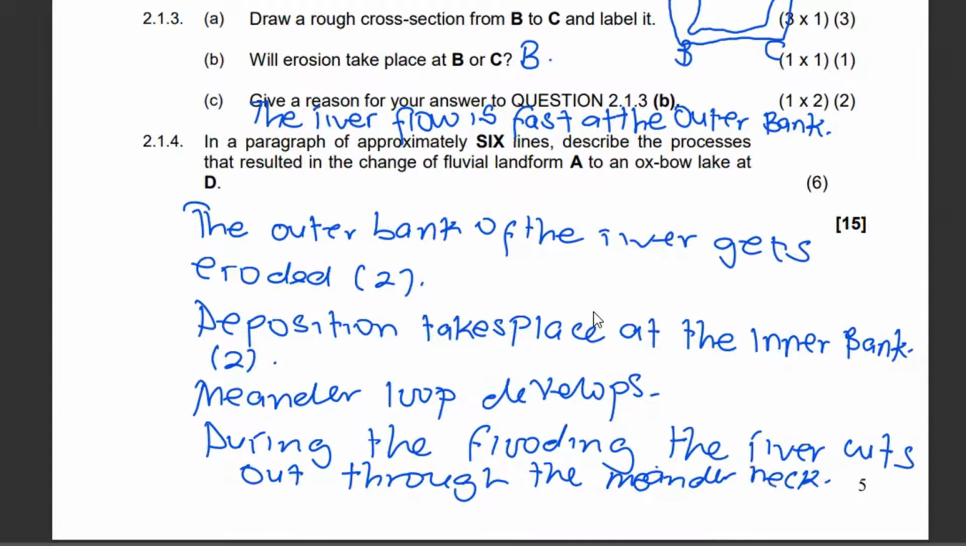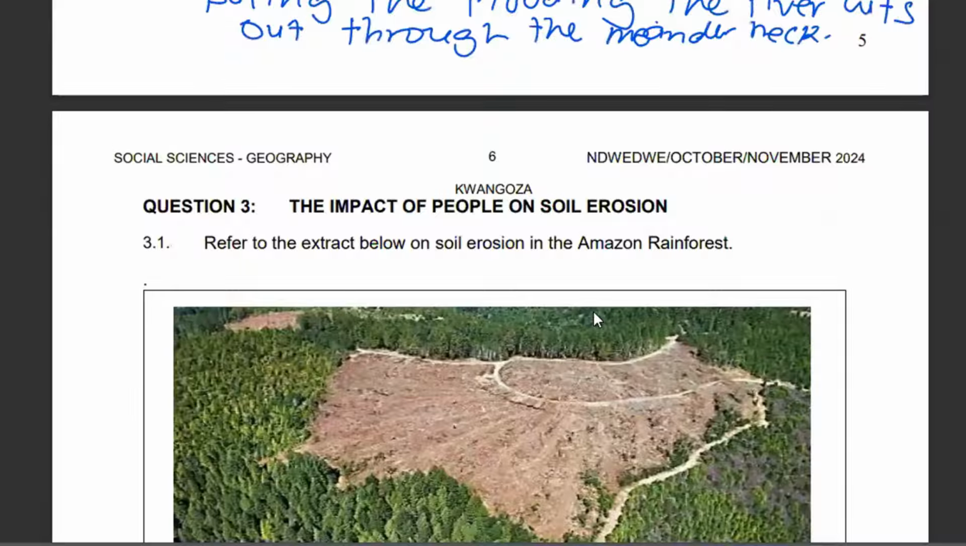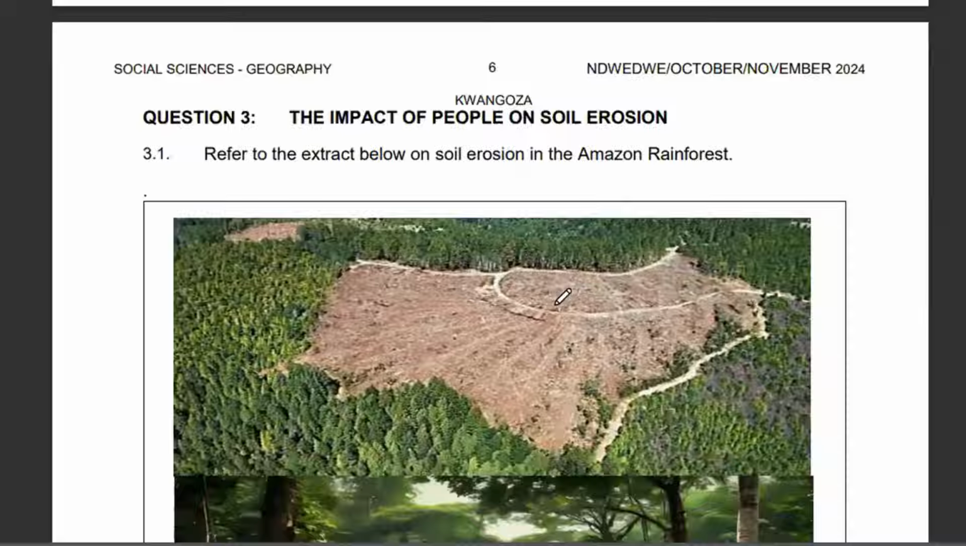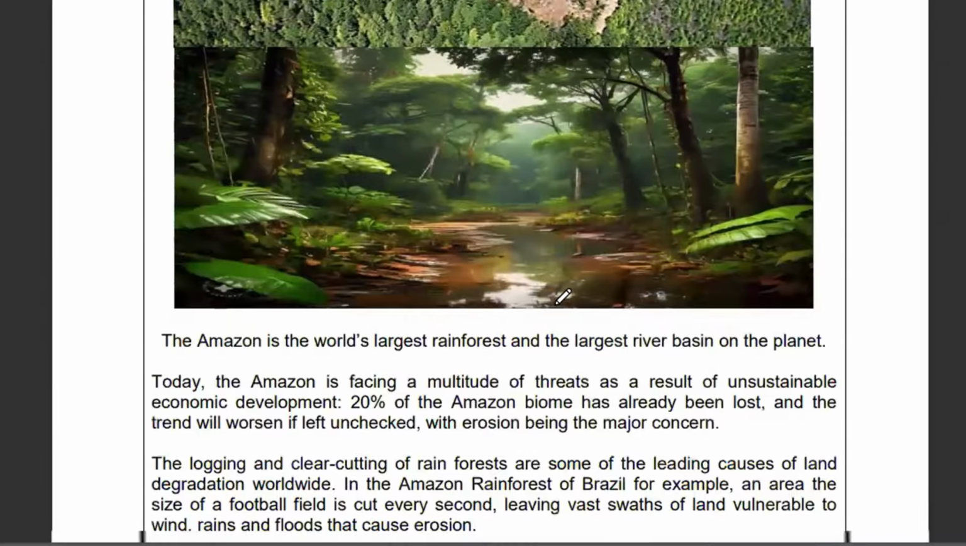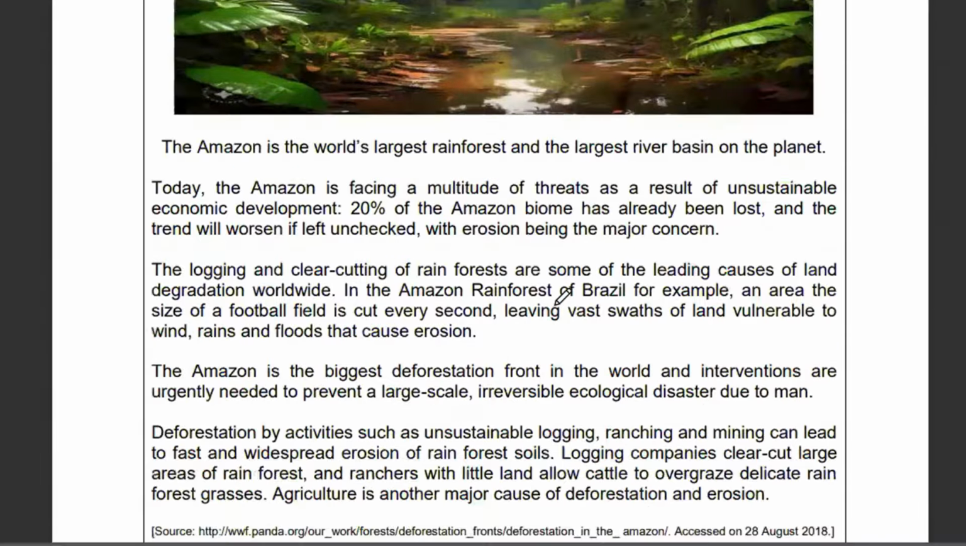All right, let's continue to question 3, the impact of people on soil erosion. Here, I'm going to refer to the extract below on soil erosion in the Amazon rainforest. All right, let's read through the extract. The Amazon is the world's largest rainforest and largest river basin on the planet. Today, the Amazon is facing a multitude of threats as a result of unsustainable economic development. 20% of the Amazon biome has already been lost, and the trend will worsen if left unchecked.